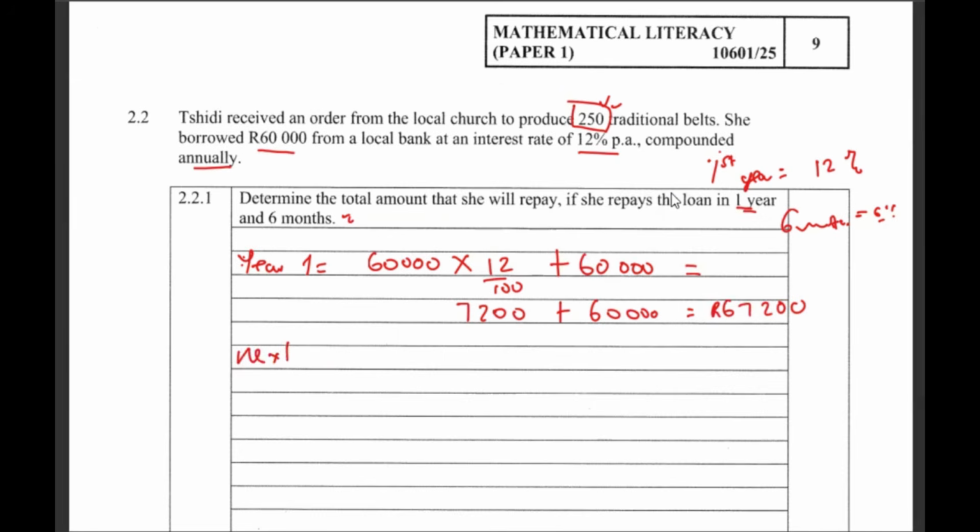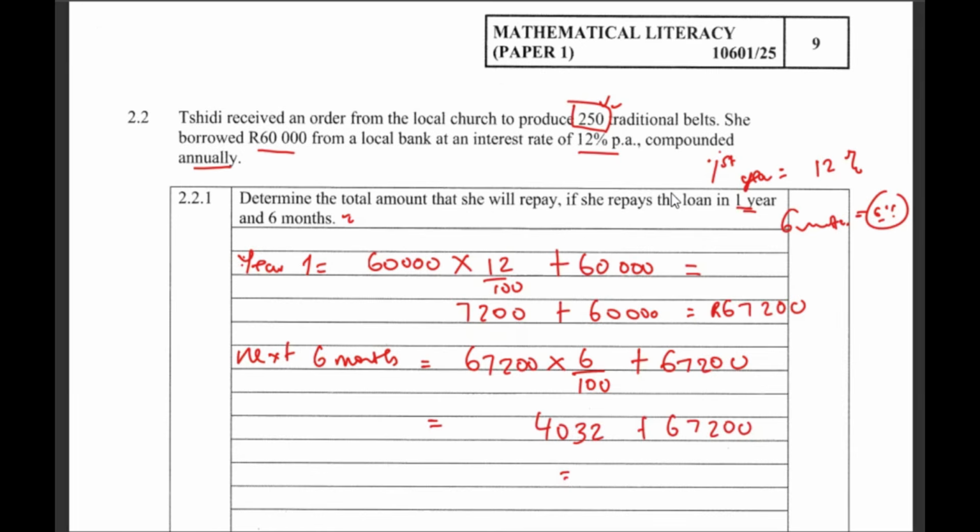And then for the next 6 months, we're going to use this accumulated value, which is 67,200. Instead of using 12%, I'm going to use 6% since it's just for 6 months. So that's going to be 6 over 100 plus my original 67,200. Then I have 67,200 times 6 over 100. Okay, that gives me 4,032. And then plus the 67,200.